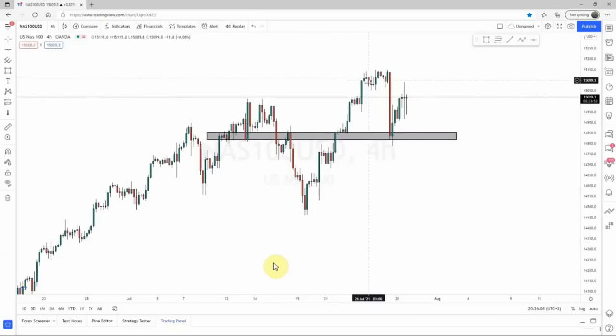It's a breaker block. Price breaks into the order block, not from the downside, but price comes down to that same order block. Price breaks the order block, so it becomes a breaker block. Once price breaks it and that becomes a breaker block, price should then come in and mitigate that breaker block.